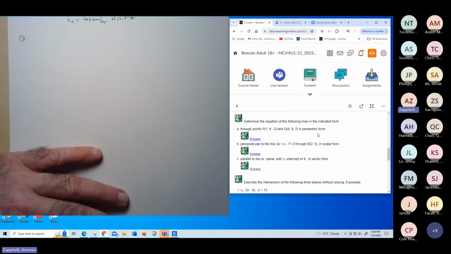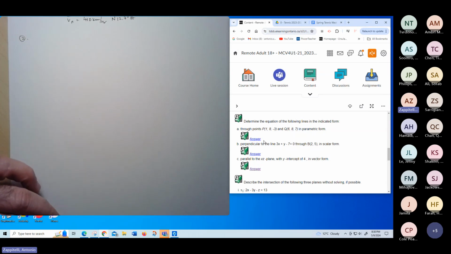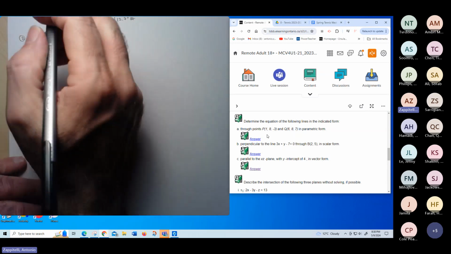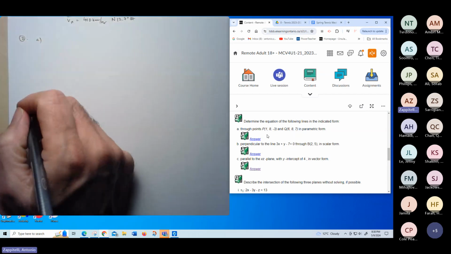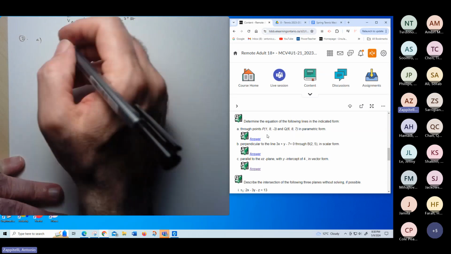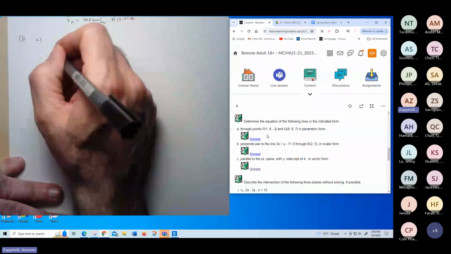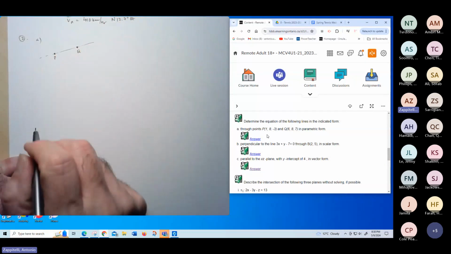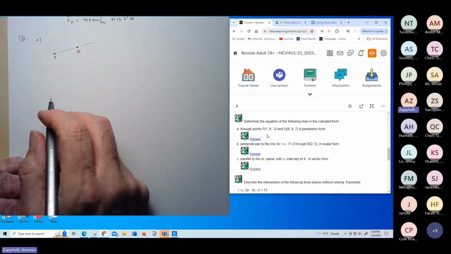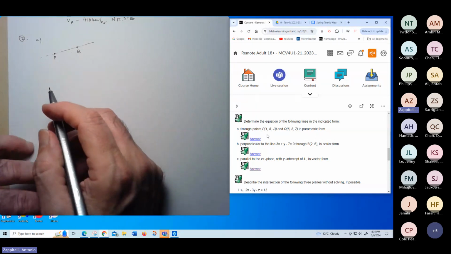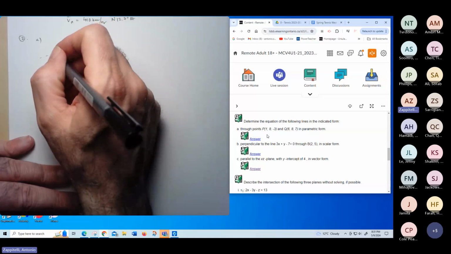And by the way, if there's anything here you just want me to skip, I'm happy to skip it. So here, determine the equation of the following lines. So here, we're passing through the point P (1, 8, -3) and point Q. So you have to imagine you're on this line and you're passing through these points P and Q. Now, in order to find the parametric equation of this line, first, you need a point.